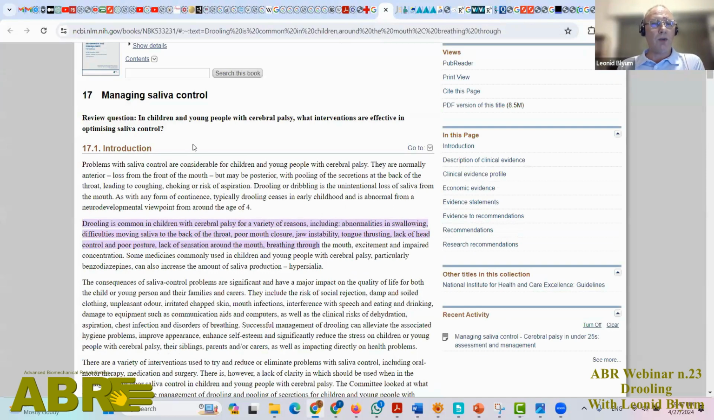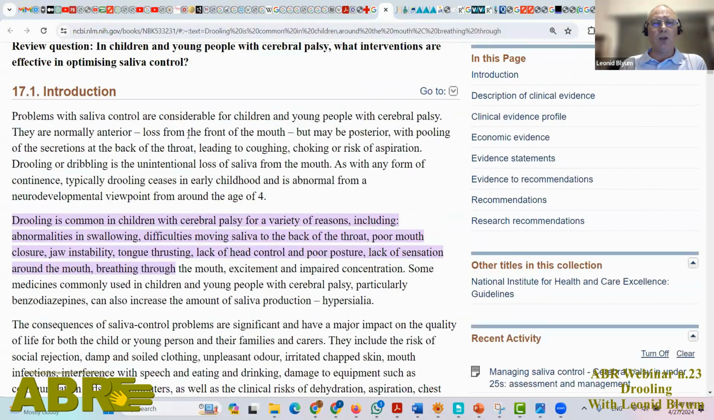Managing saliva control. Problems with the saliva control are considerable for children and young people with cerebral palsy. They are normally anterior, so that's a good phrase, right? Which you can link for yourself. Normally anterior, lost from the front of the mouth, but maybe posterior, with pooling of the secretions at the back of the throat, leading to coughing, choking, or risk of aspiration. So drooling or dribbling is the unintentional loss of saliva from the mouth. So look, this is essential.